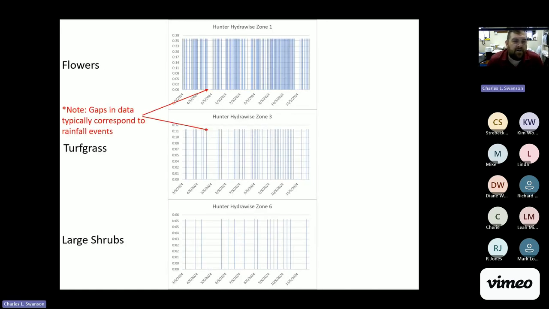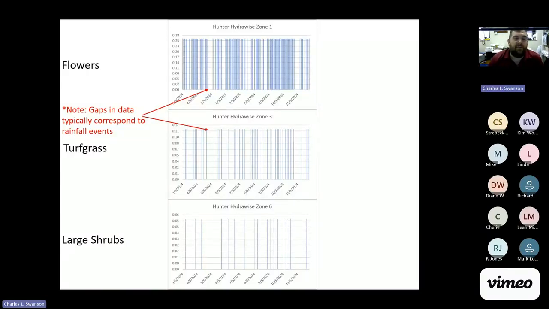We compare that to a Hunter HydroWise controller, and this was a controller that we entered in a runtime for, and the controller never changed the runtime. All it did was adjust the frequency. Okay, so it decided, did it need to irrigate or did it not need to irrigate using the runtime that we already gave it? And so we can often see big gaps in the runtimes.